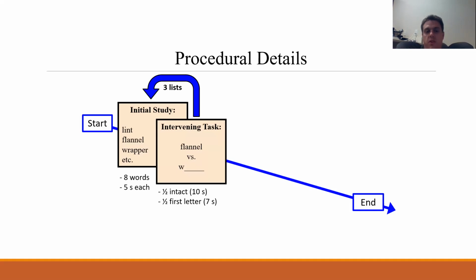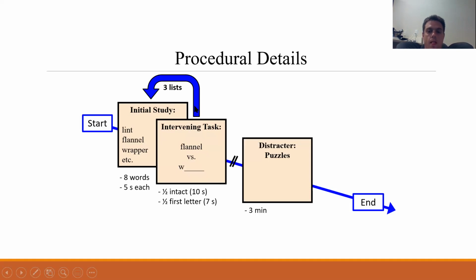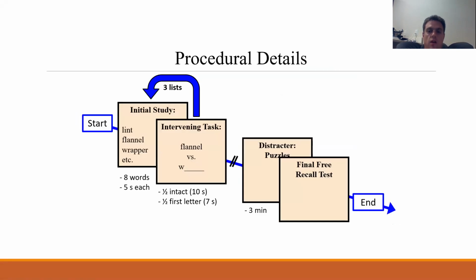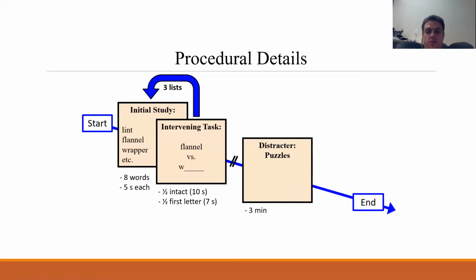And you repeat this for 3 different lists. So 3 times you study 8 words, and you either get a practice. So some of them you try to retrieve, some of them you just see them again, repeat that 3 times. And then you get a distractor puzzle. This took like 3 minutes.